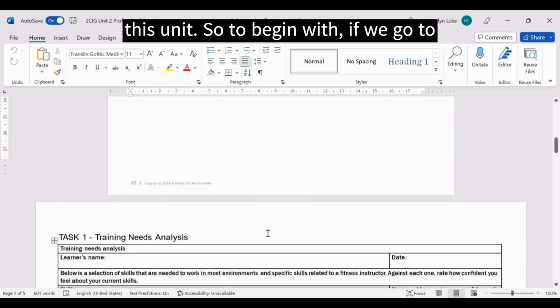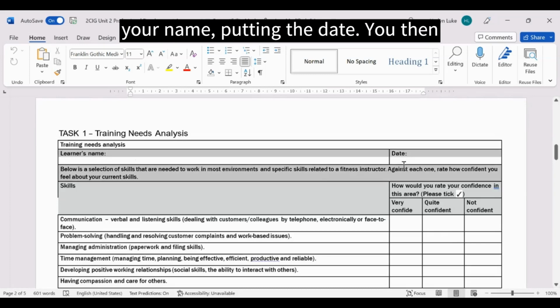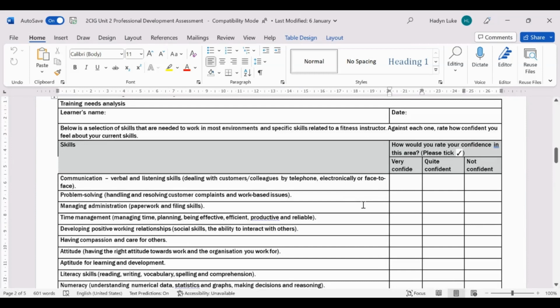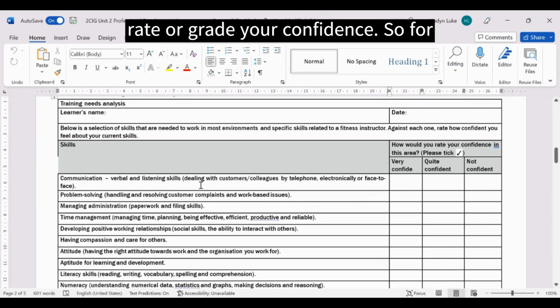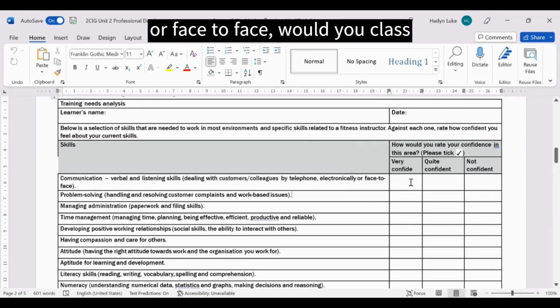So to begin with, if we go to the training needs analysis, please ensure you do the little things like putting your name, putting the date. You then need to provide a tick in these boxes on how well you rate or grade your confidence. So for communication, verbal and listening skills, such as dealing with customers, colleagues by telephone, electronically, or face-to-face, would you class yourself as very confident, quite confident, or not confident?